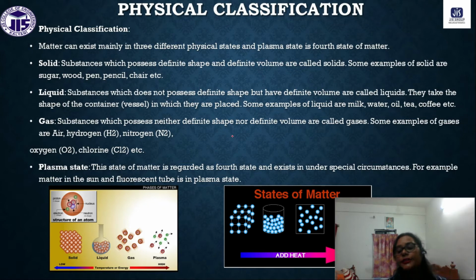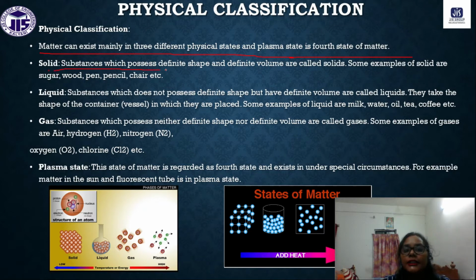In physical classification, generally there are four states of matter that we know: solid, liquid, gaseous phase, and the plasma state. Matter can exist mainly in three different physical states, and the plasma state is the fourth state of matter. Solid, liquid, gas, and the plasma state. These are the four states of matter that we have.